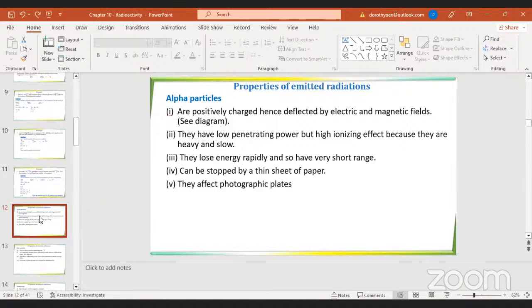When you're talking about ionizing effects, you're looking at knocking off electrons from air molecules. When you do that, there's an ionizing effect which is caused. They lose energy rapidly, so the distance they cover is very short. They can be stopped by a thin sheet of paper. They affect photographic plates.